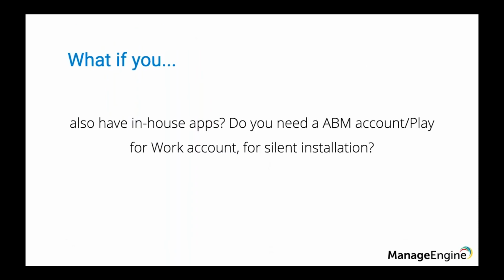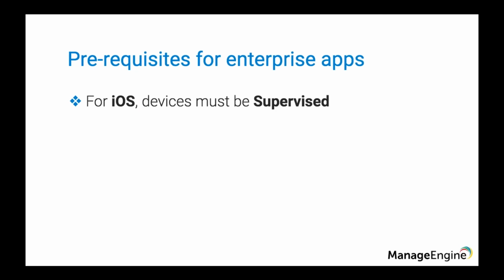So having spoken about store apps, what happens in case you've got in-house apps? Is there a purpose for you to actually configure ABM and Play for Work only to install enterprise apps silently? No, that is not the case. Though you can actually install enterprise apps silently using an ABM account or Play for Work account, in case you just need to install enterprise apps, you need not configure any of these, but you have got other prerequisites.